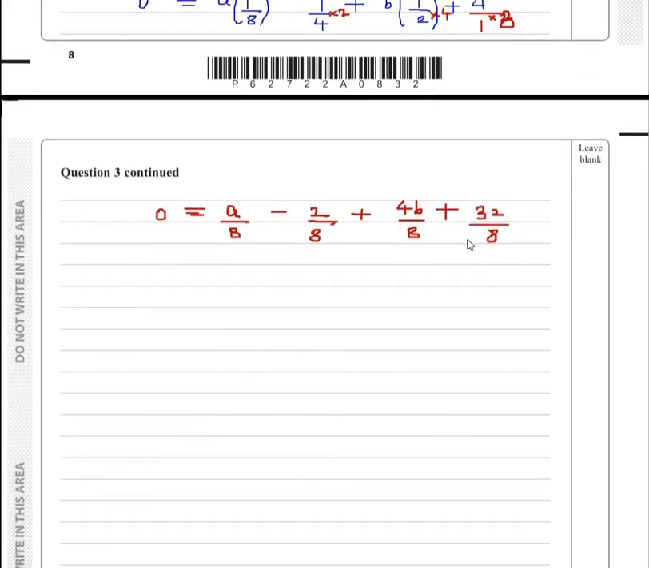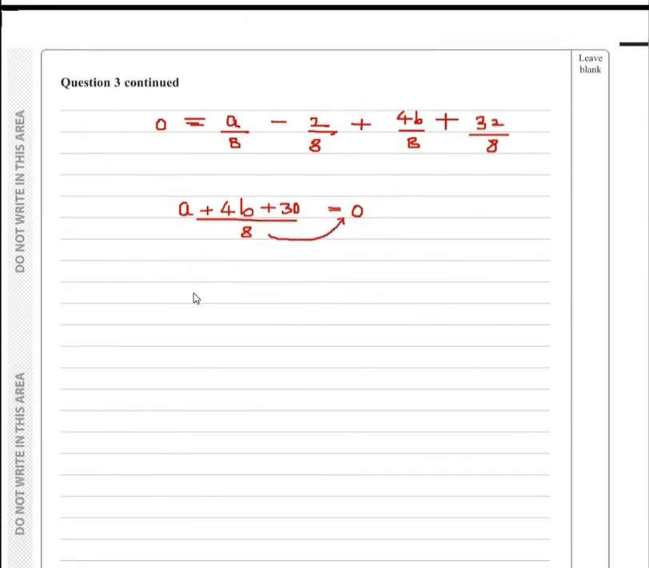Since all of these have a common denominator of 8, I can just combine them together and write it as a plus 4b minus 2 plus 32, which gives you plus 50, whole thing over 8 is equal to 0. Now the 8 gets multiplied with 0 and it becomes 0. So you are left with a plus 4b equals negative 50.